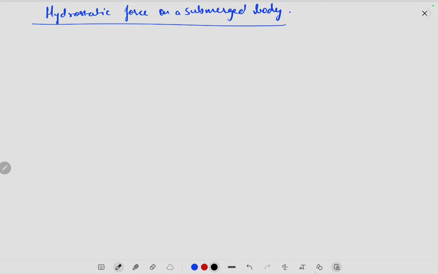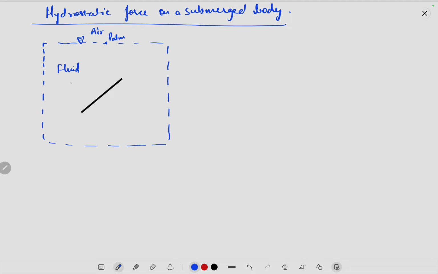So let's consider a body. Let's say this is my body and this is submerged inside some fluid. So let's say this is my fluid, and this is my free surface. Here is air. The pressure here is P atmospheric. This is the fluid. The body is submerged inside this fluid, so this is my body submerged inside the fluid.